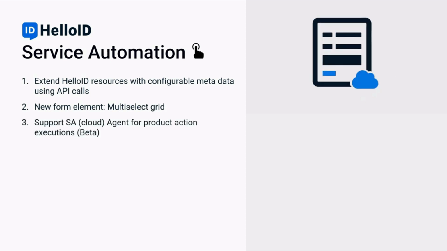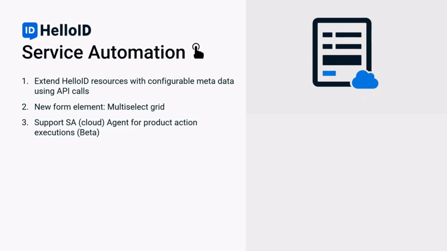Our third and final new feature is Support Service Automation Agent for product action executions. This feature is currently in beta, which means it's not available as a standard in production, but it is requestable via your support department. Please be aware that beta features are there purely to get feedback from users and should not be used in production environments.